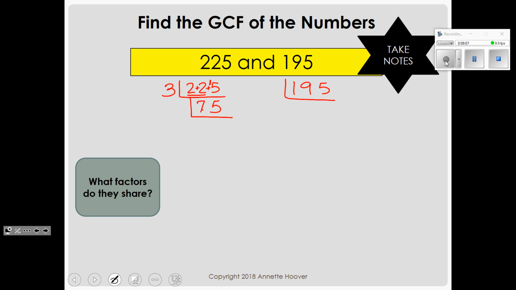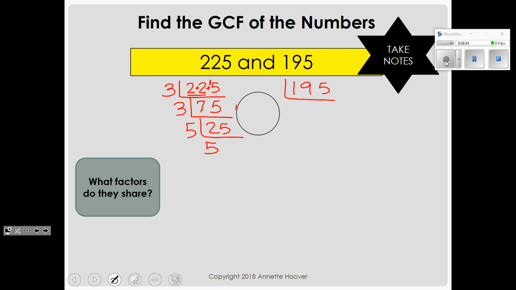Is 75 divisible by 2? No. Is it divisible by 3? Well, 7 plus 5 is 12, and 1 plus 2 equals 3. So yes, it is divisible by 3. It happens to be 25. And then we have 5 times 5.